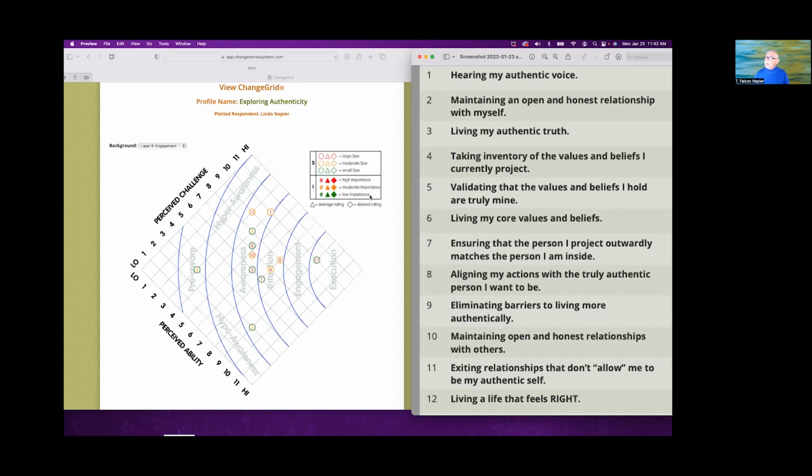So maybe if she applied her ability to have that open and honest relationship with herself, she would apply it to living a life that feels right. So why is your ability low? Why is the challenge high? What is the gap between how you're currently living your life and living the life that feels right? That's where this ability to have an open and honest conversation with yourself can be leveraged as a way of helping these upgrade challenges.